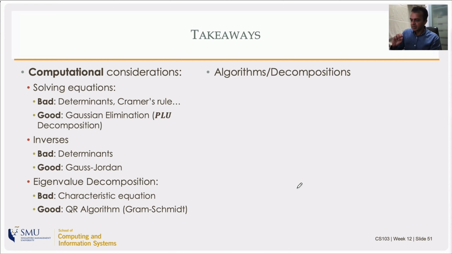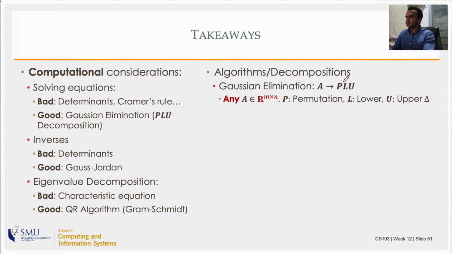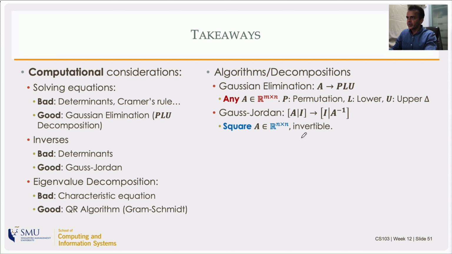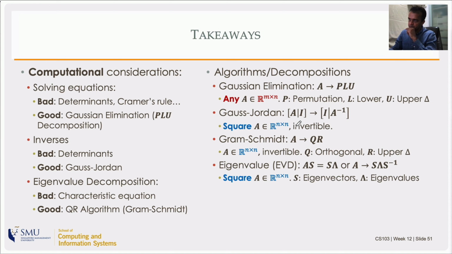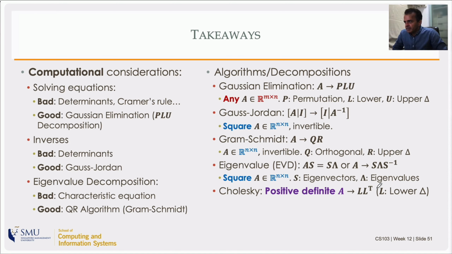All these algorithms actually correspond to some decompositions, so let's just list them for the sake of completeness. Gaussian elimination takes A to PLU. It applies to any matrix. P is a permutation, L a lower triangular matrix, U an upper triangular matrix. Gauss-Jordan will give you the inverse as long as the matrix is invertible, so it's a square invertible matrix. Gram-Schmidt will give you Q and R, orthonormal and upper triangular. And eigenvalue decomposition will give you the eigenvectors in a matrix and eigenvalues in a different matrix. That would be diagonal.